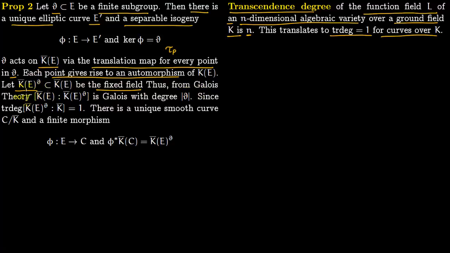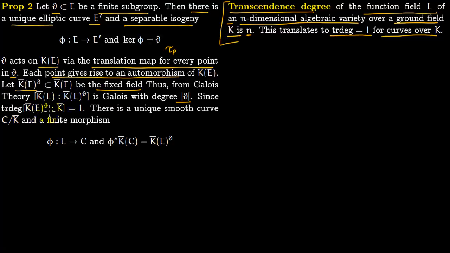From Galois theory, this extension is Galois because Θ gives a fixed field. We are just taking all the points which fix it, so every point fixes it. The degree of the extension is precisely the size of Θ from Galois theory. But using the fact from before, we know the transcendence degree is 1.